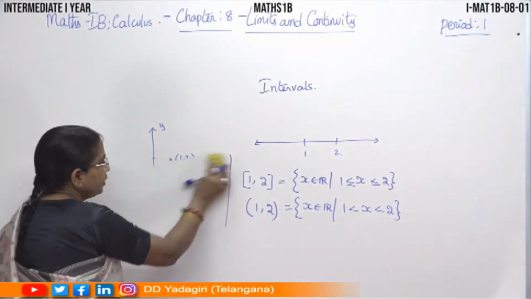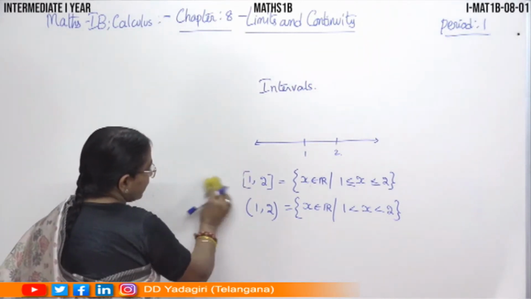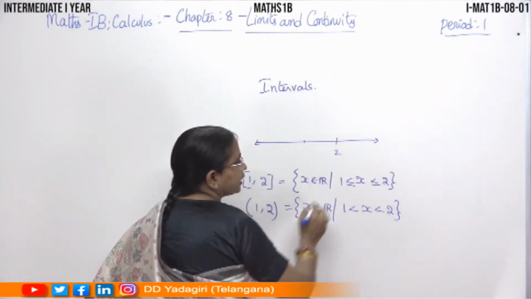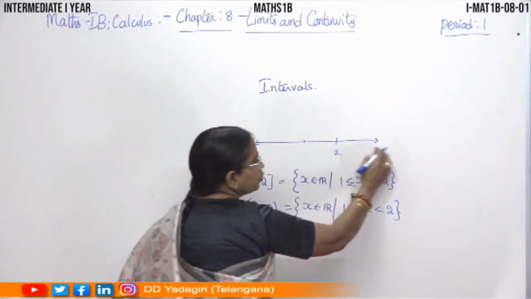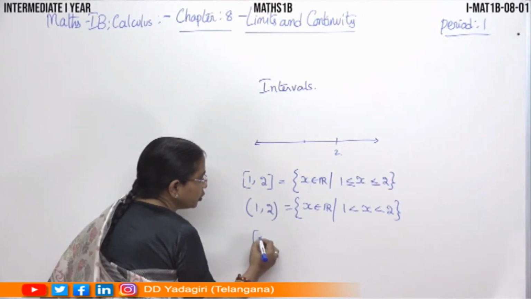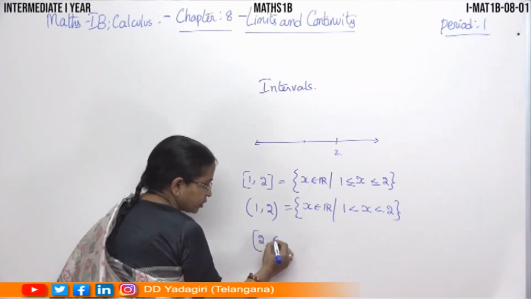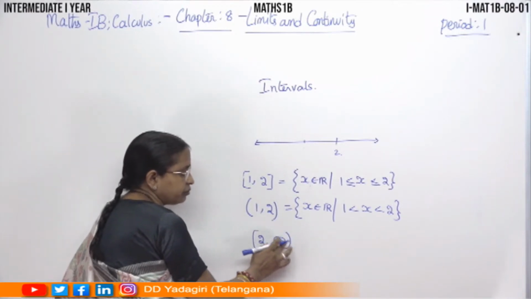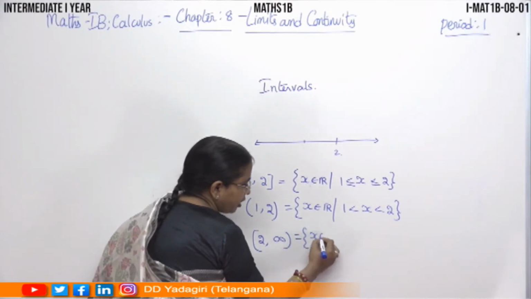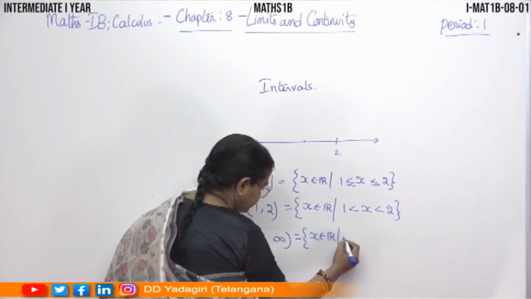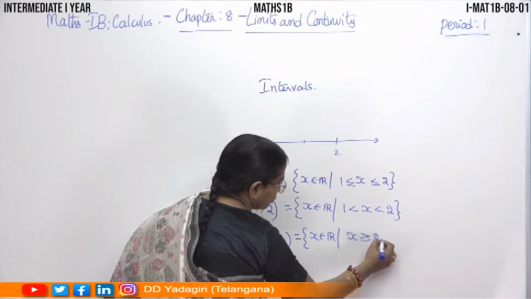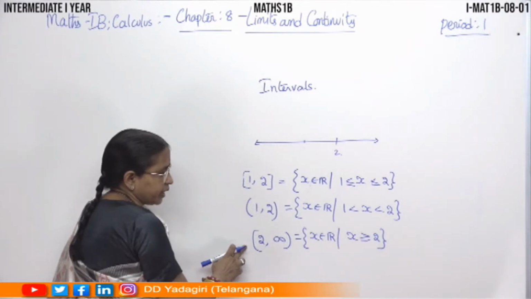Understand the difference. Okay, now suppose that I need all the real numbers which are greater than 2. That means it is from 2 to infinity. Then we write like this. If I include 2, we should write closed brackets: [2, infinity). On the infinity side we should always write open brackets. So this is the set of all real numbers such that x is greater than or equal to 2, because you are writing closed brackets.